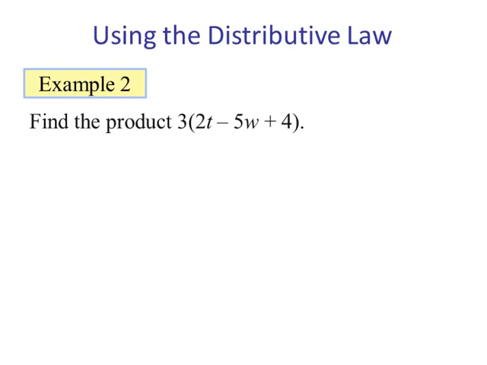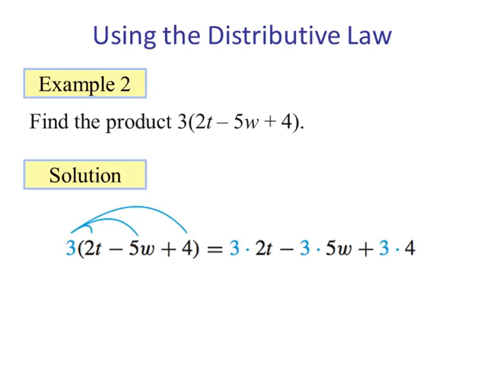Example 2, find the product of 3 times the quantity 2t minus 5w plus 4. This time we have 3 terms, so we still distribute the 3 times each of the 3 terms. So we have 3 times 2t minus 3 times 5w plus 3 times 4. This becomes 6t minus 15w plus 12.